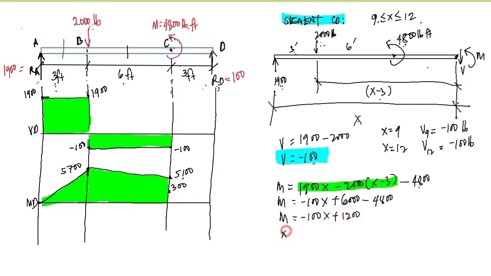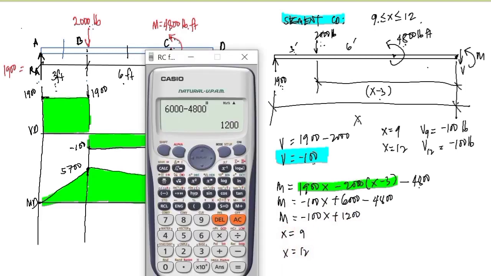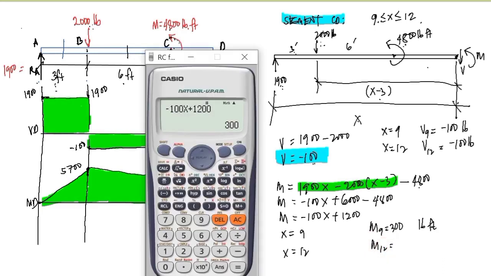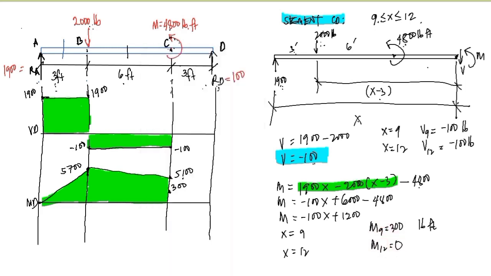Now, at x is equal to 9 and at x is equal to 12, substitute lang natin dun sa equation natin, that's negative 100x plus 1,200. So at x is equal to 9, we have here 300. So yung moment natin at 9 is equal to 300. And as you can see, siya ay equal dun sa previous natin na sagot na 300 pound-foot. Now for the moment at 12, so count 12 lang natin, and we have 0. So meaning napasara natin yung ating diagram.